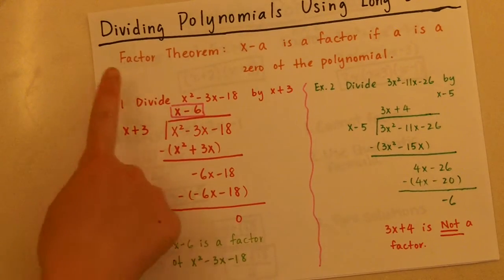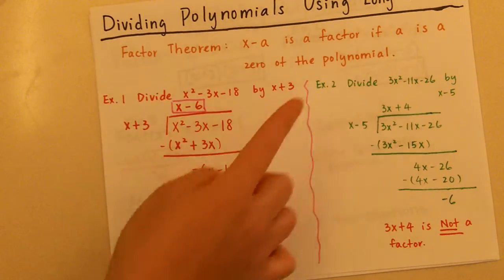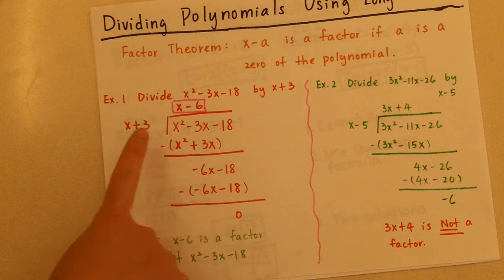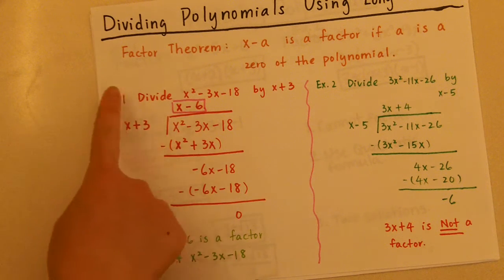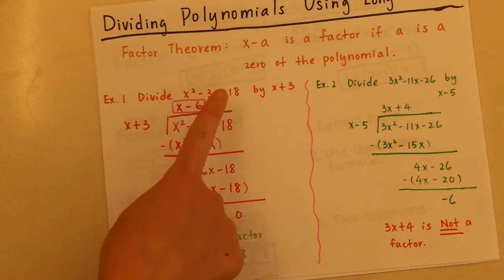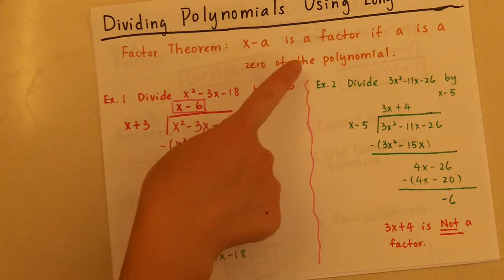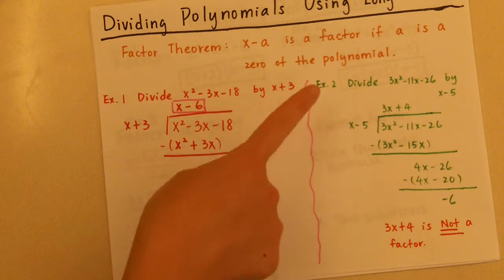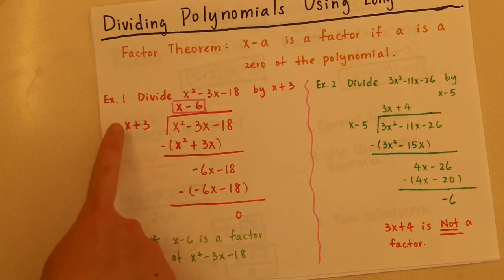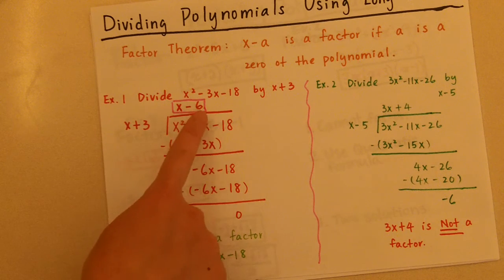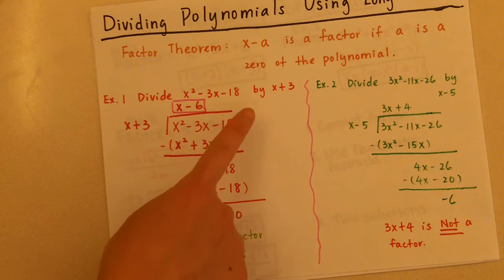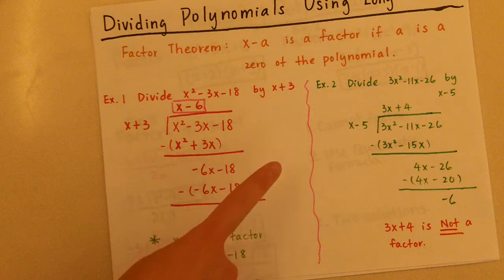Now we will talk about dividing polynomials using long division. First, we will talk about the factor theorem. The factor theorem states that x minus a is a factor if a is a zero of the polynomial. Our first example is divide x squared minus 3x minus 18 by x plus 3.